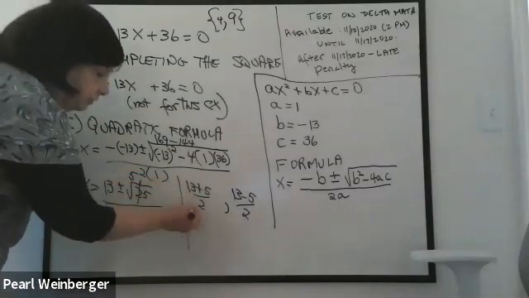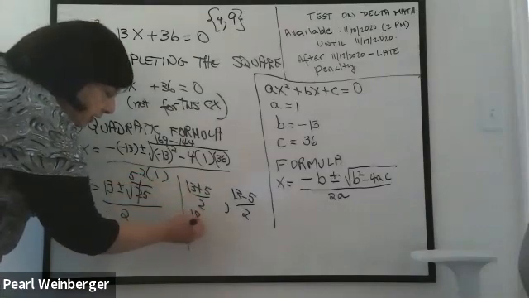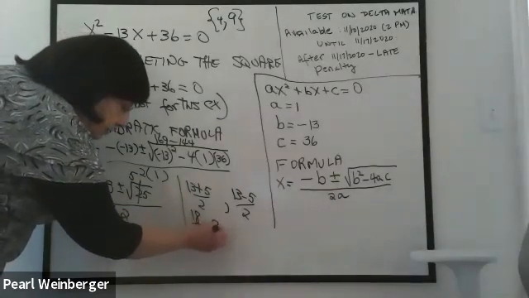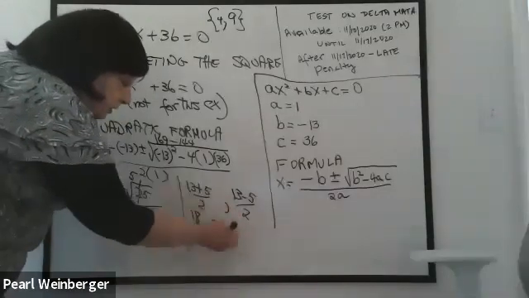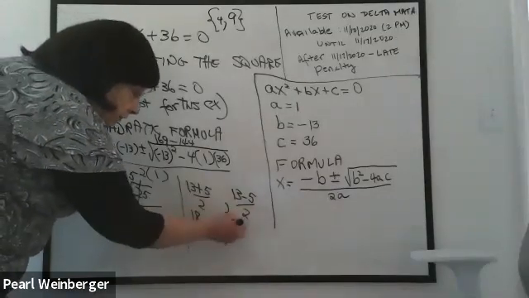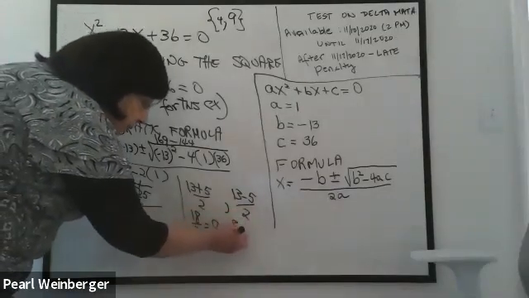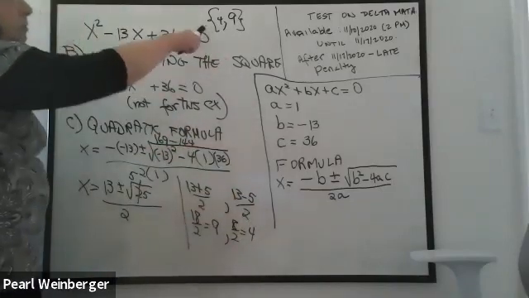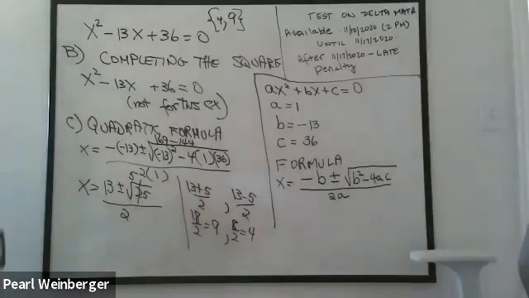13 plus 5 gives me 18. And 18 divided by 2 is 9. And 13 minus 5 is 8. And divide by 2, that gives me 4. And guess what? I got the same 2 answers, 4 and 9. So that's how we use the quadratic formula.